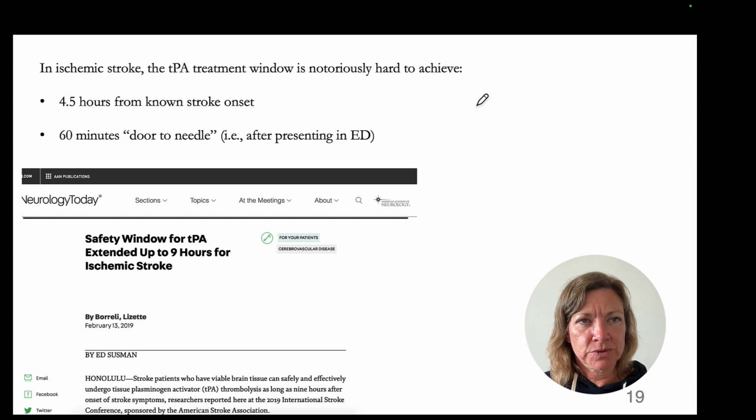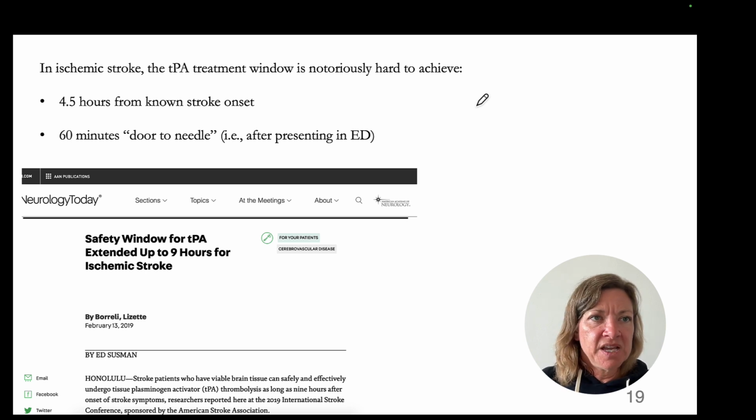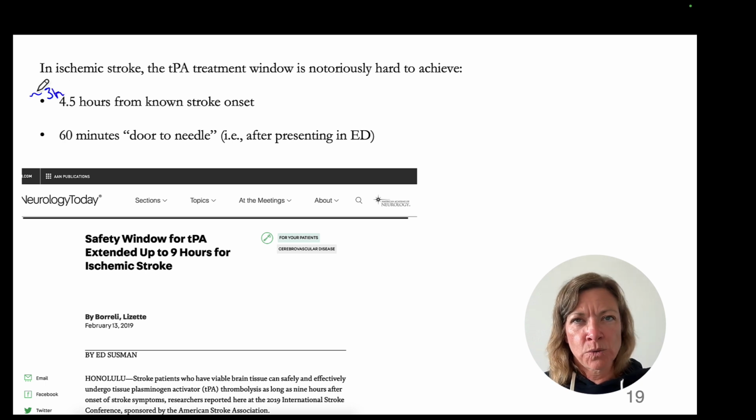Now, ischemic strokes can be treated by TPA, tissue plasminogen activator, a declotting agent. However, it's very difficult to get someone TPA within what's called the treatment window. So the treatment window I have on the slide is 4.5 hours. I've also heard it as 3 hours. So somewhere in that zone is the treatment window for getting someone with an ischemic stroke caused by a blood clot TPA by IV injection.